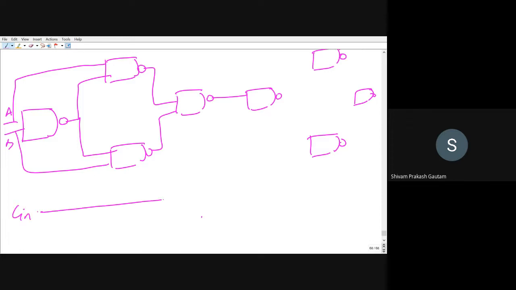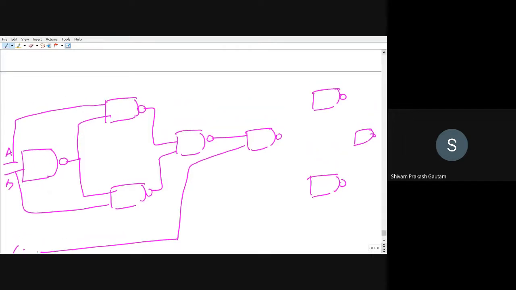So this input is again flowing to this NAND gate, and again the same pattern will be there. One will go here, another will go here. Output of this NAND gate will go here. This NAND gate will go here. Output of this will go here, and finally we will be having the sum. So this is A XOR B XOR C in, right? This is using NAND gate.